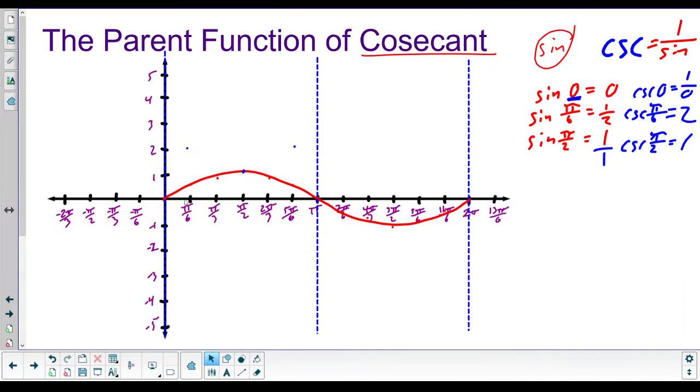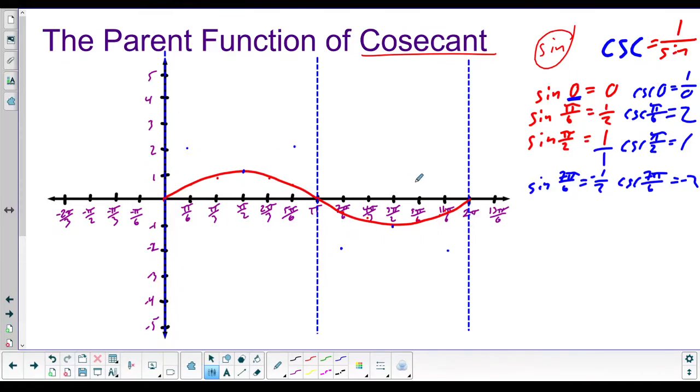Okay. All right, so there's our asymptotes. Now, if we look at some of our negative values, here we have sine of 7 pi over 6 is negative 1/2. If you take the reciprocal of negative 1/2, you just get negative 2. So cosecant of 7 pi over 6 is just negative 2. So what we see is that we get the same values, just negative because of the negative, right? So we get negative 2, 0, negative 2.